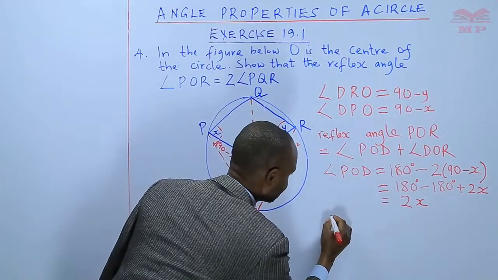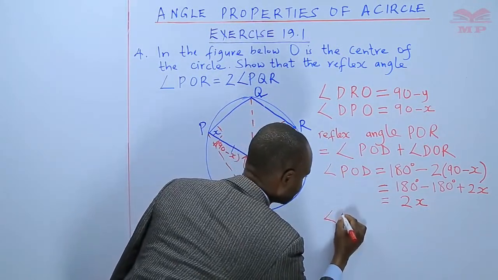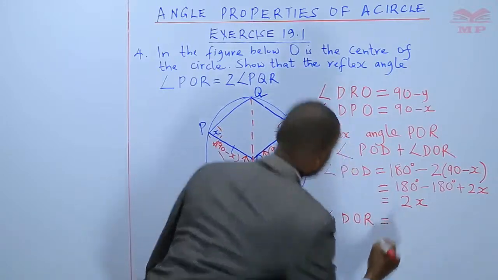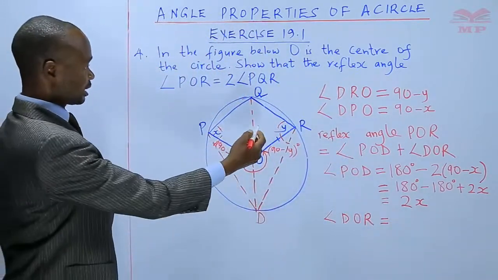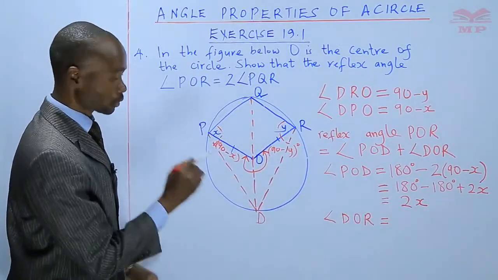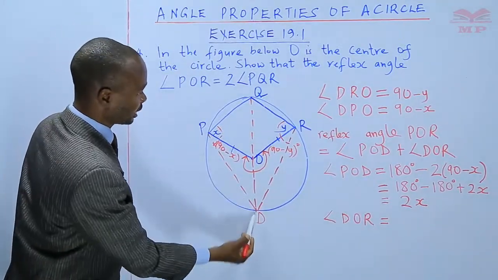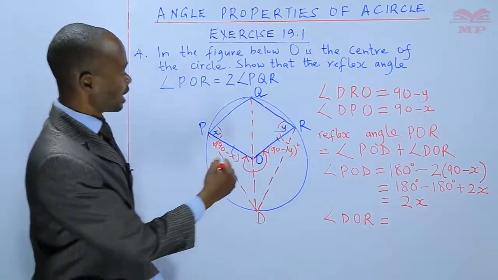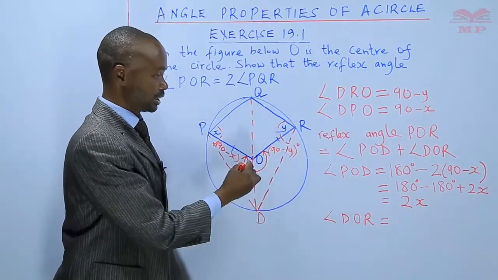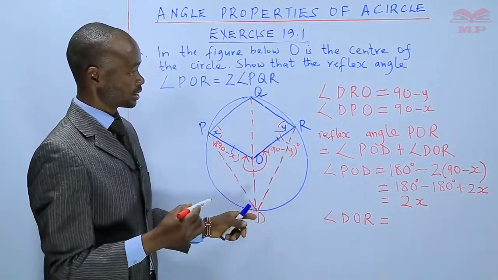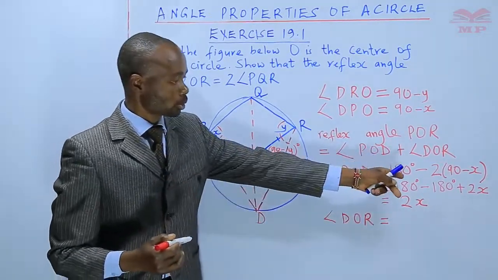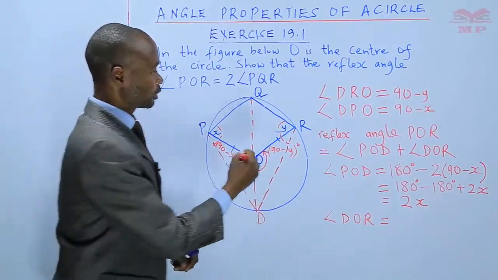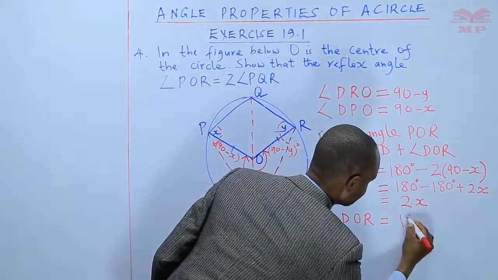So I'll come down here, angle DOR is equal to, I'll go to the diagram. Where is DOR? You should actually see where the angle is. DOR. The same concept works. The sum of angles in a triangle is 180 and the other pair is equal. So the working will be almost the same as what happened in the other isosceles triangle. So you'll get the sum, which is 180 degrees.